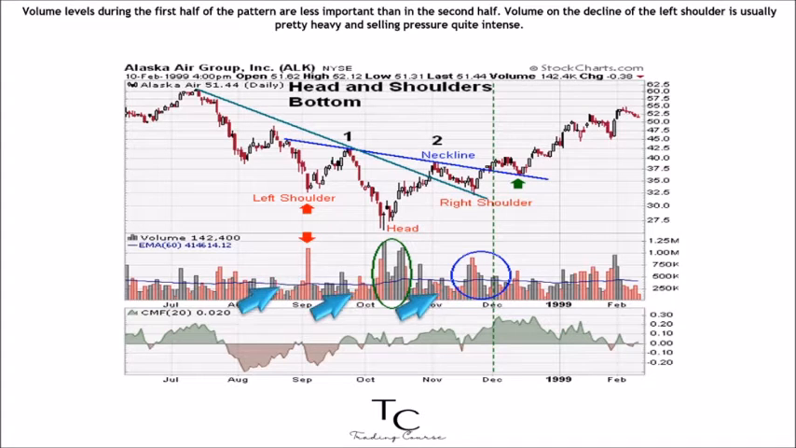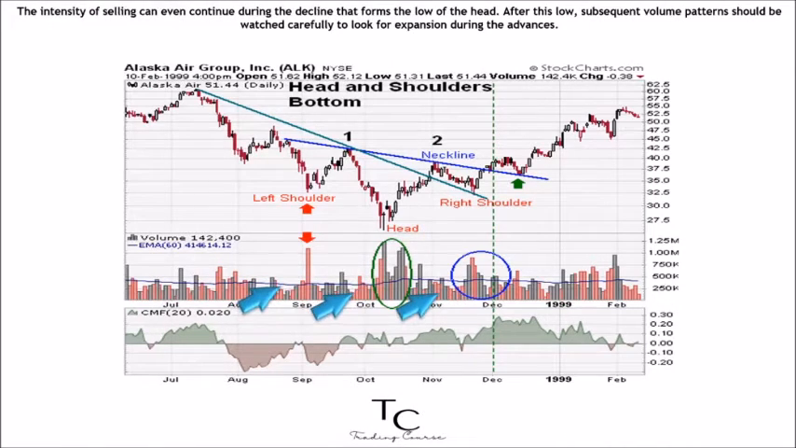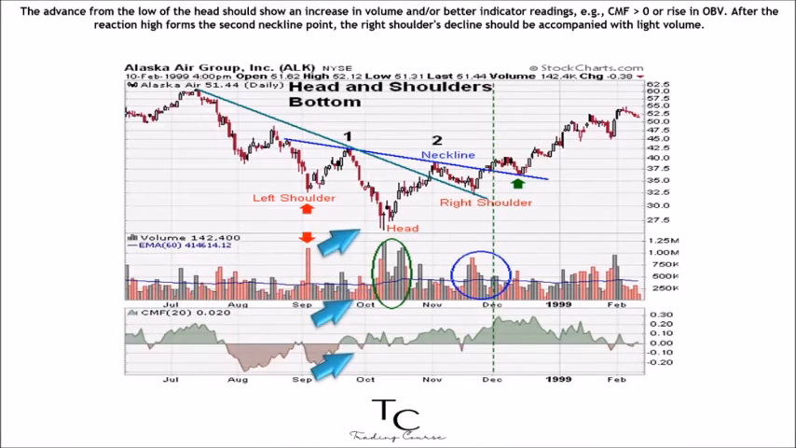Volume on the decline of the left shoulder is usually pretty heavy and selling pressure quite intense. The intensity of selling can even continue during the decline that forms the low of the head. After this low, subsequent volume patterns should be watched carefully to look for expansion during the advances. The advance from the low of the head should show an increase in volume and/or better indicator readings, e.g., CMF greater than 0 or a rise in OBV.